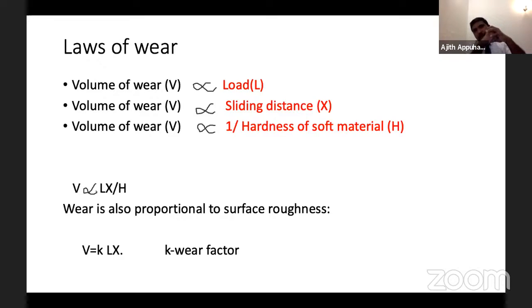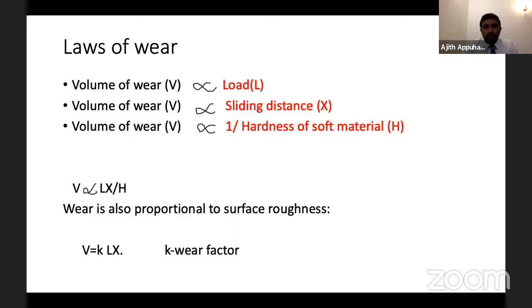If the head is large, that means the radial clearance is high. What is radial clearance? It is the difference between the acetabular radius and the femoral head radius. That difference we call radial clearance. So if radial clearance is more, that means a large head, the volume of wear is high. But hardness of the soft material is not proportionate. If hardness is more, the volume of wear is low. So we can reduce the volume of wear by increasing the hardness of the soft material.